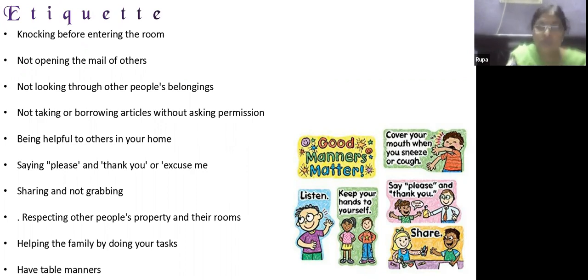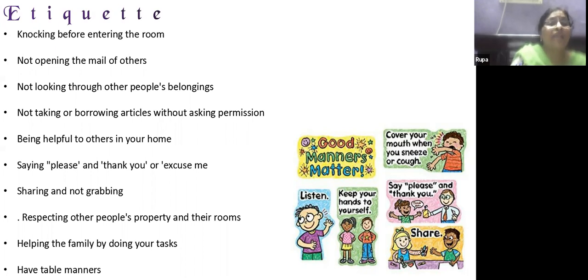Taking the books of others without their permission, not taking or borrowing articles without asking permission. Even if it is your classmate, even if you know the other person well, what is the thing you got to do? If you're borrowing a book or a pen or notes, please take the permission. With their permission only you got to take or borrow others' things, children.